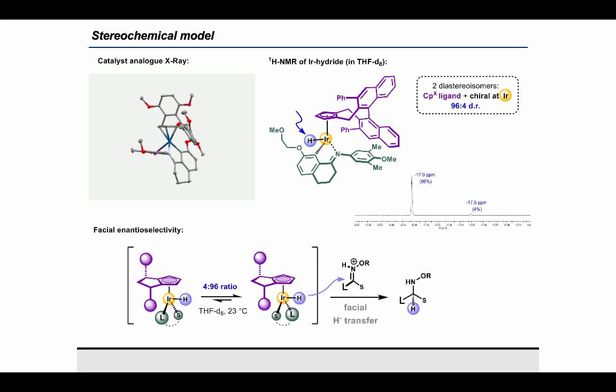All things considered, our hypothesis is that the chiral CP ligand orients the CN chelate, minimizing the steric repulsion between them. The ratio between the two interconverting hydride species represents the maximum achievable enantioselectivity in the reduction, which occurs through a facial selective hydride transfer to the prochiral protonated substrate. Both steric and hydrogen bonding interactions between the catalyst and the substrate may account for the facial discrimination.